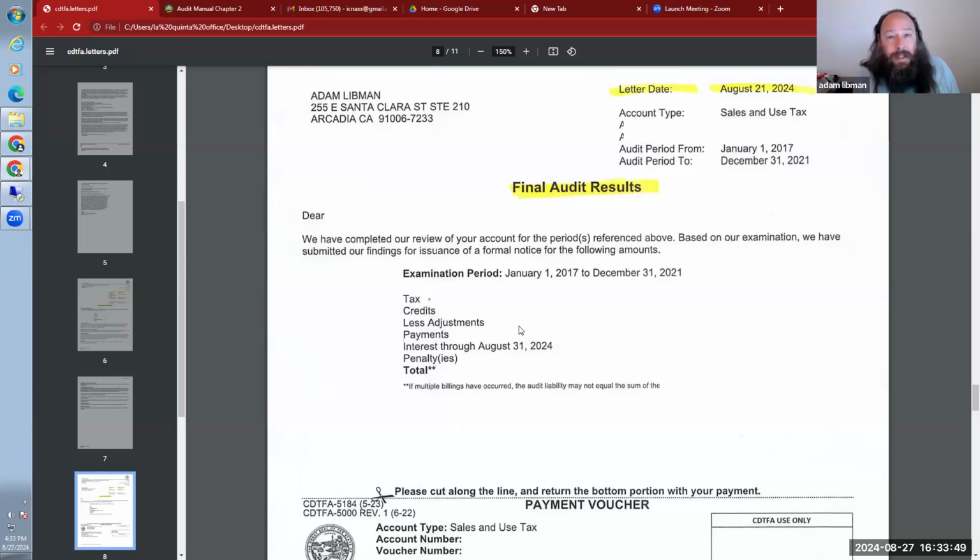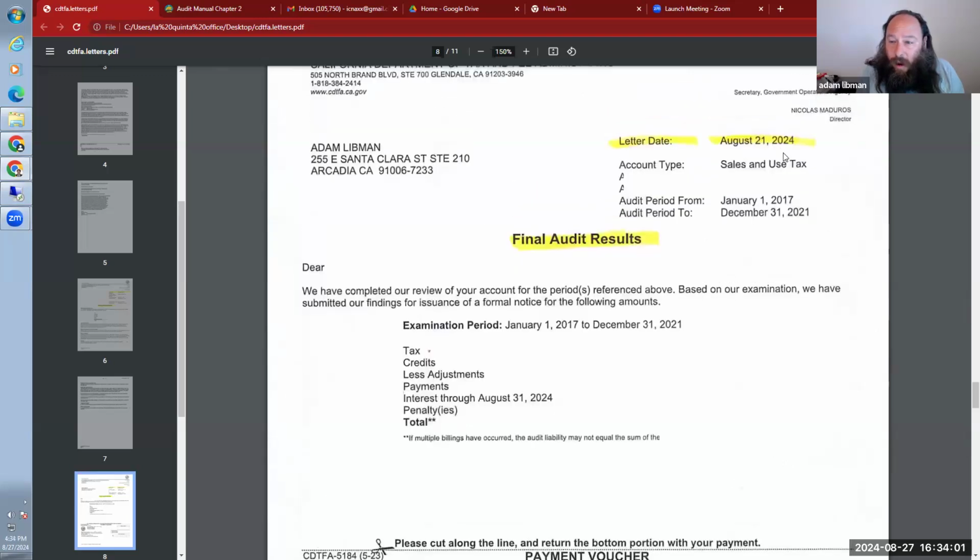The audit principal is the office manager. The way CDTFA works is they've got offices throughout California, and this is the head person that monitors this. So this is the final results. You can see I've highlighted it, and what you're going to notice is the date. That's the key thing: from the date of the final audit results, you have 10 days.